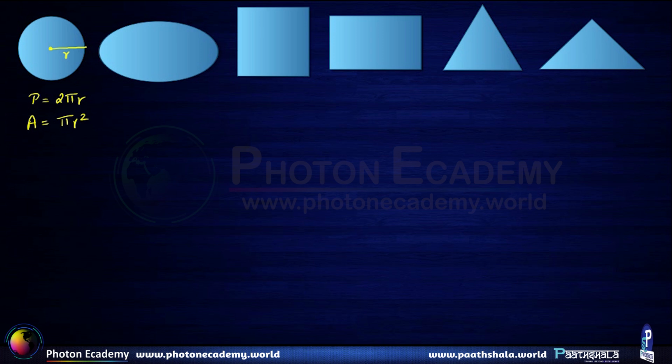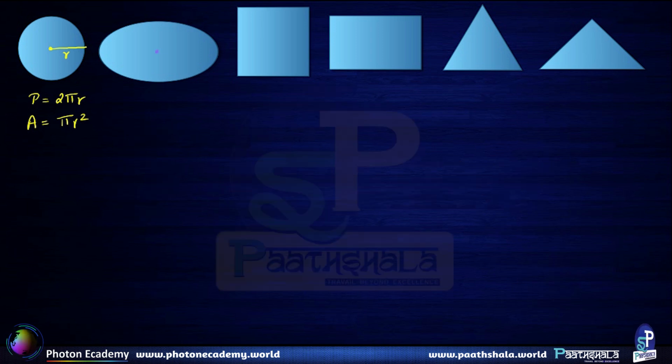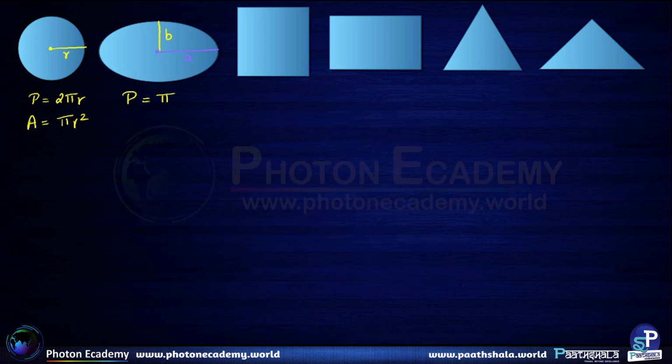The second one happens to be an ellipse with the semi-major axis as A and the semi-minor axis as B. So the ellipse is a generalized circle. So if you equate A with B, you get a circle basically. So the perimeter of this ellipse is going to be equal to pi into A plus B. This can be proven using line integrals.